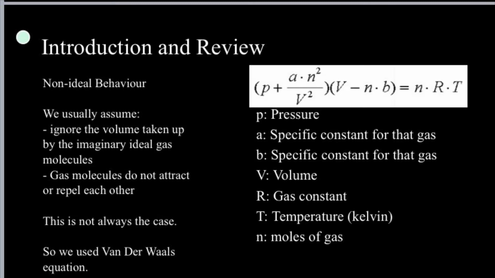The equation is bracket P plus a times n squared over V squared bracket, times bracket V minus n times b bracket, equals n times R times T, where P equals pressure, a is a specific constant for the gas, b is a specific constant for that gas, V is volume, R is the gas constant, T is temperature in Kelvin, and n is the amount of moles of gas.